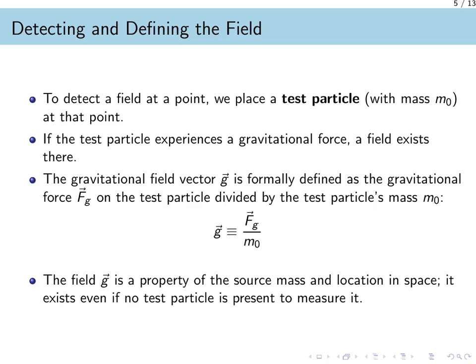It is crucial to understand that the gravitational field is a property of the source mass, like a planet or a star, and the space around it. The field exists at a point whether or not a test particle is there to measure it. The test particle is just our probe. In short, the gravitational field at a point is the gravitational force per unit mass that an object would experience there.